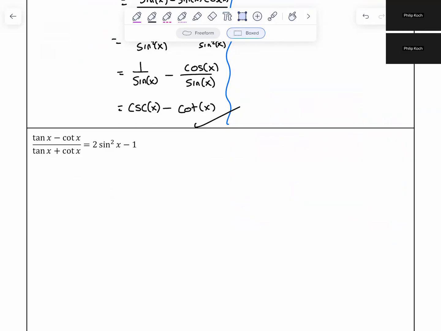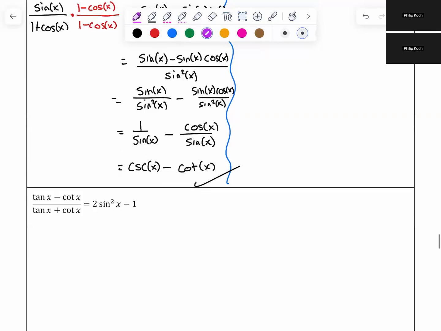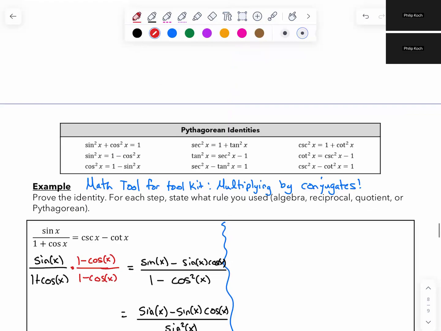Because we could multiply by conjugates. So I'm going to think about this for a second. And I think the left-hand side looks more complicated, personally. So if I were to multiply by the conjugate of the denominator, I would end up getting tangent squared of x minus cotangent squared of x, right? Is that a Pythagorean identity? Is there anything that relates tangent and cotangent together? No. So that tool isn't going to be useful.